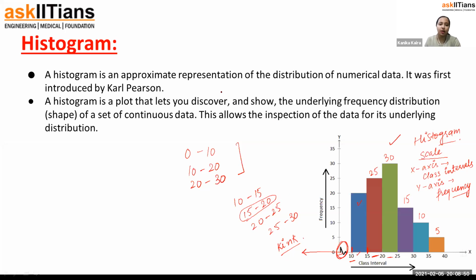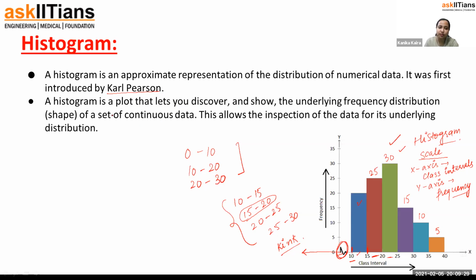Now let's understand what's given in these points. A histogram is an approximate representation of distribution of numerical data. It was first introduced by Karl Pearson. So basically, a histogram gives you the approximate representation of distribution of data among class intervals. How the data is distributed among the class intervals, when you represent it in the form of a graph, that graph is known as a histogram.